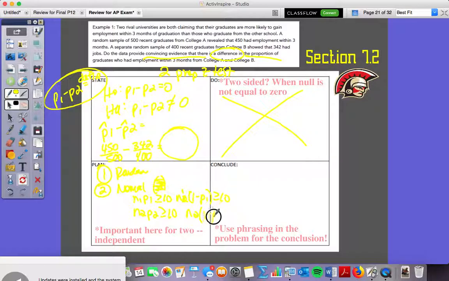Okay? Greater than or equal to 10. Make sure that all is true. Number 3, 10%, and you would do it for both. Okay? All right, we are good there.